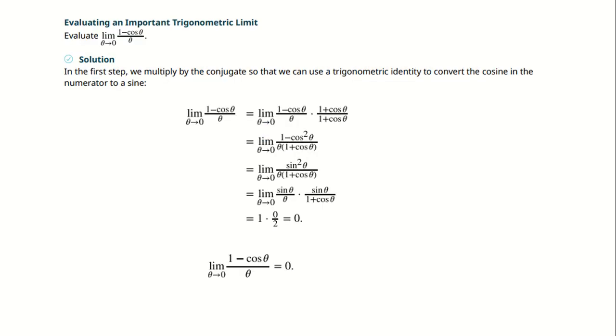And here is a limit. I need to discuss this one. Here we are given a limit as theta approaches 0. The function is given as (1 minus cos theta) by theta. So to find the limit of this, we have to do some trigonometric calculation here.